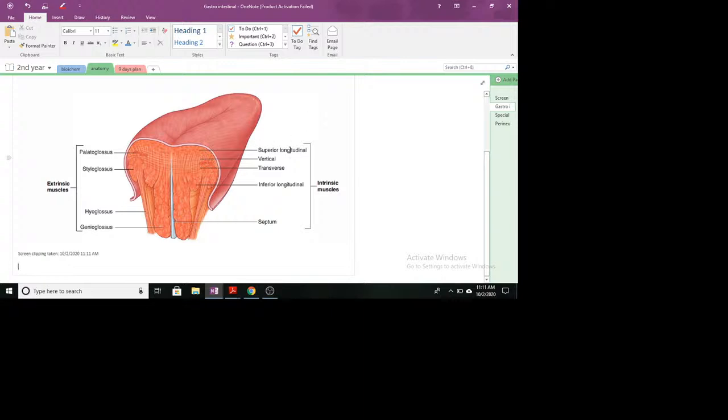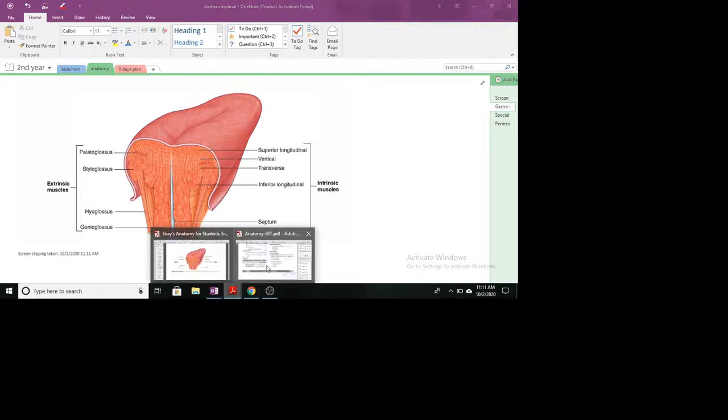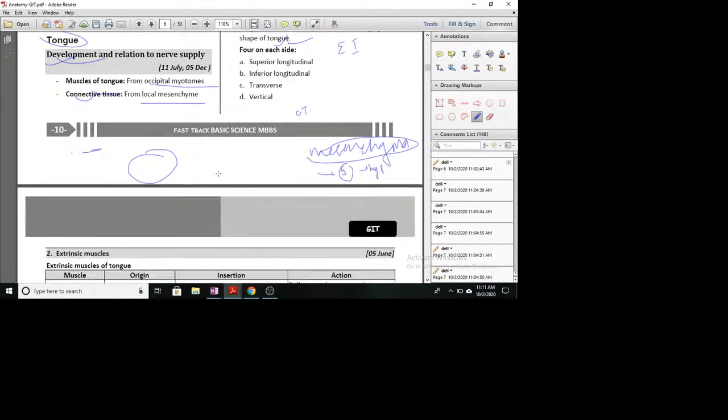Superior longitudinal, vertical, transverse, and inferior longitudinal. Superior longitudinal and inferior longitudinal, longitudinal meaning going from this side to this side. Then vertical and transverse. And this means palatoglossus, styloglossus, hyoglossus, and genioglossus muscles. Okay, these were the extrinsic and intrinsic muscles. So that was what I needed.